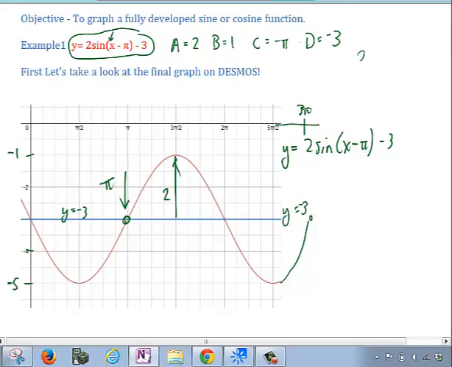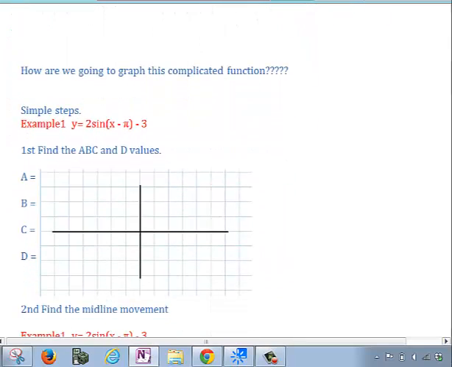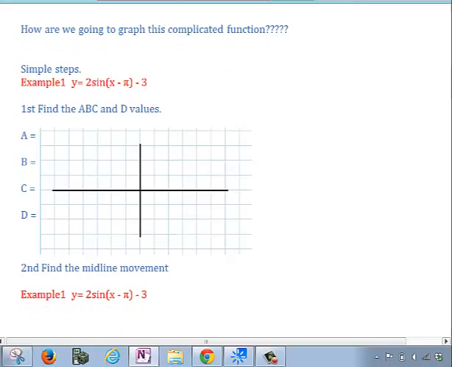So how do we get all of this without the use of Desmos? I mean, Desmos is an awesome tool, but how do we do this ourselves using just our knowledge of what the A, B, C, and D values are? Well, we have a set of steps to go through, and what we want to do is detail what each step entails. So the first part is to find out what the A, B, C, and D values are.